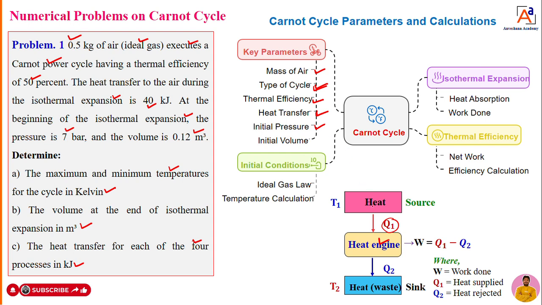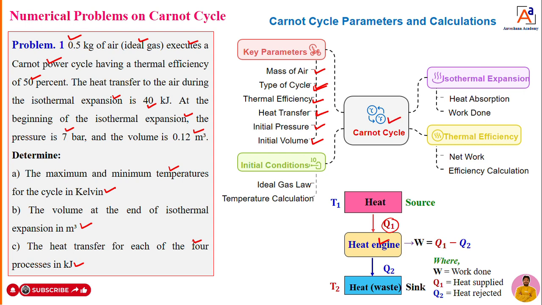Okay, and that ideal gas has a certain amount of volume, which we can call the initial volume. Initially it has some volume, that we can represent as V1. These are some key parameters he has given in the problem. That's fine. As I told, this problem is related to the Carnot cycle.